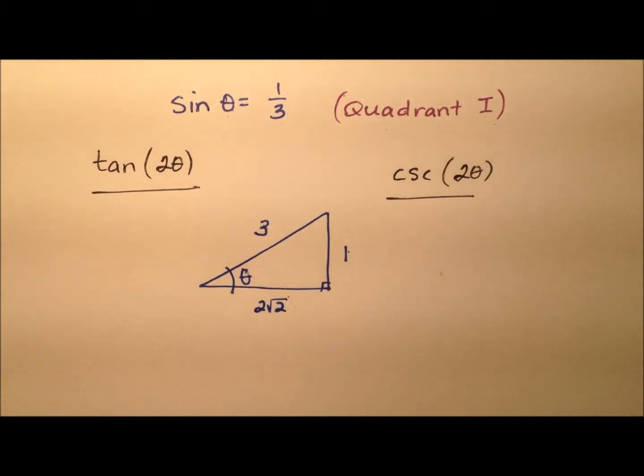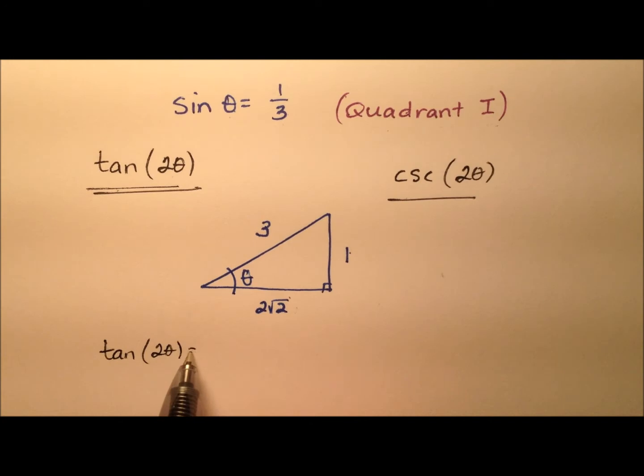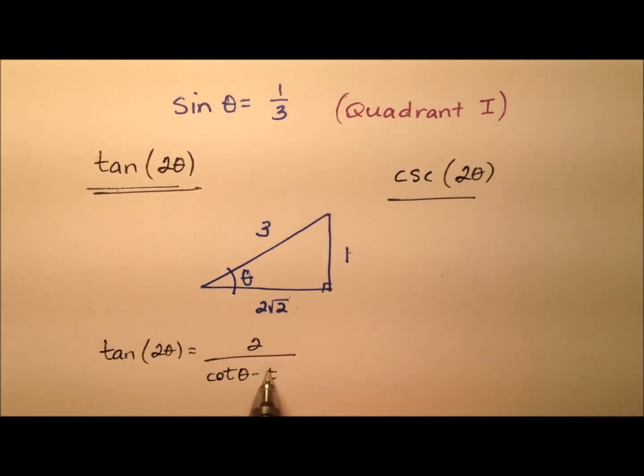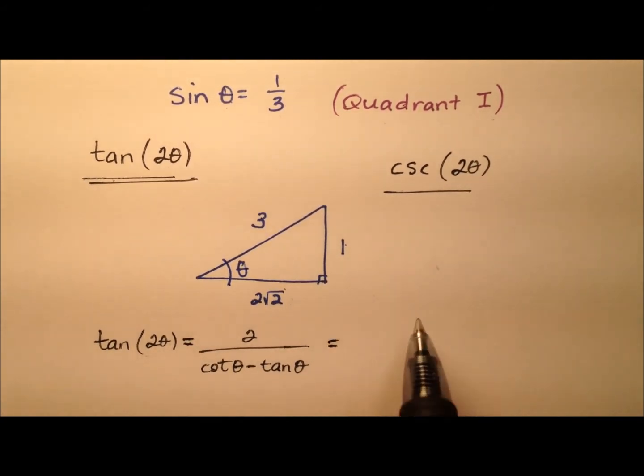So let's go ahead now and look at the tangent of 2 theta. So tangent of 2 theta, and this is a double angle identity, and I have a nice one for tangent. It's going to be 2 over, and we're going to use cotangent of theta minus tangent of theta. And of course, tangent has a couple of different choices for the double angle identity, so I just chose this one. There are others as well. All right, so what do we need?